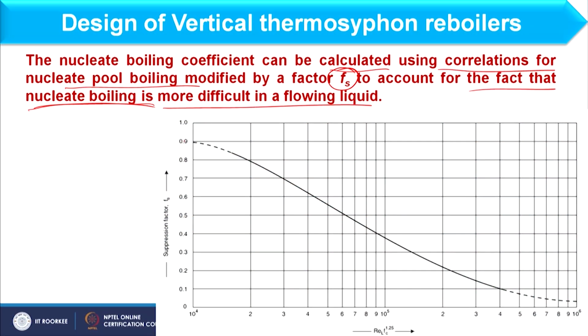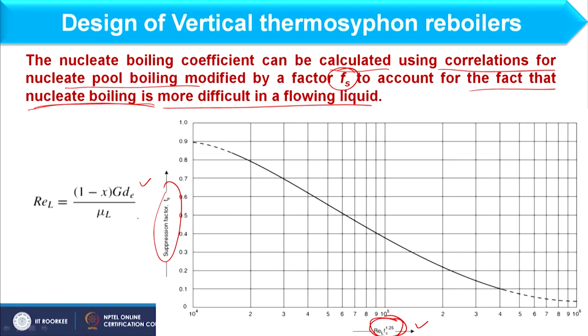And here we have this graph to find out Fs, which is basically the suppression factor, and it can be obtained corresponding to REL Fc power 1.25, as you can see on the x axis, right. So, first of all we will consider what is REL. REL is basically (1 minus x) G d_e by mu_L. Okay. Now, what is this REL?